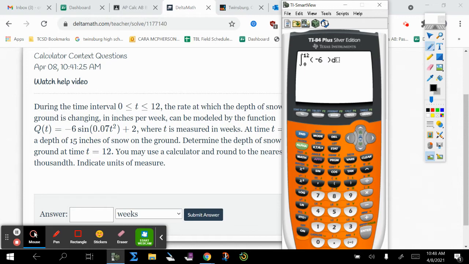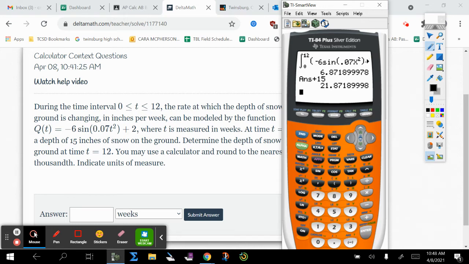So -6 sine of 0.07 t squared. I'm always going to enter it in terms of x's. X squared plus 2. Again, put the variable at the end. I'm always going to go with x's. Hit enter. So that's going to give me the total snow accumulation over that 12-week period. We do have to add a 15 to it because that's how much snow was on the ground to start with. So we get 21.87.